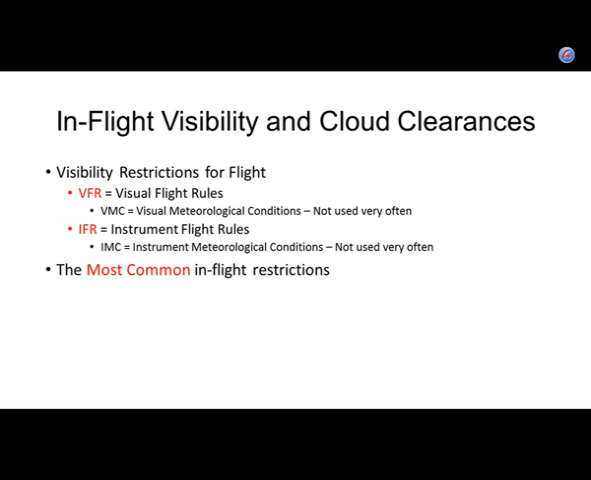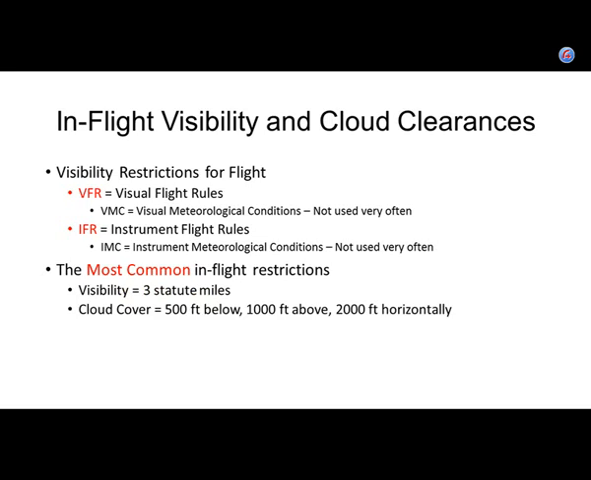The most common in-flight restrictions now: visibility, 3 statute miles. We all answered that correctly, right? Aha! Here's our little cloud cover. I'm giving you the standard for aviation, period. But there's a little bit of a quirk when it comes to drones, right? What is the one thing that is missing from the standard that applies to drones? Above, correct, good, very good. There is no above restriction because you're not going to be going that high.